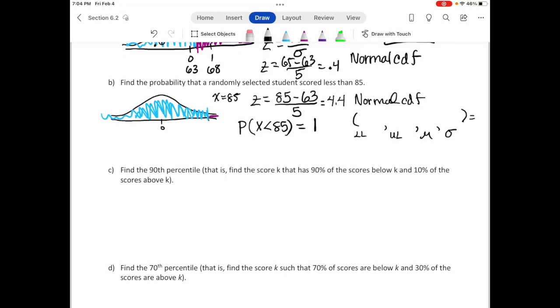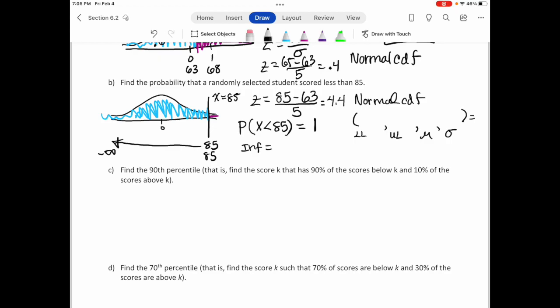And when we hit enter, that will give us our probability of this happening. Now, for our lower limit, remember what we're looking at. Here's our x is 85. We want everything less than 85. So our interval is going to go from minus infinity up to 85. So 85 is going to be our upper limit. Minus infinity is going to be our lower limit.